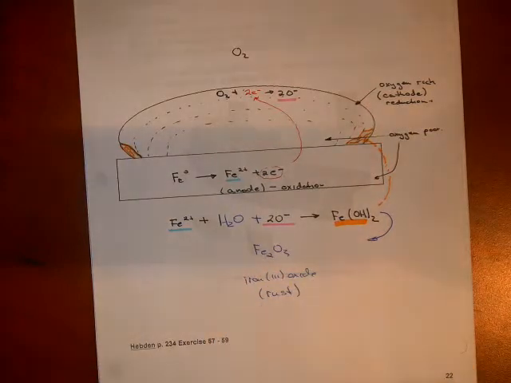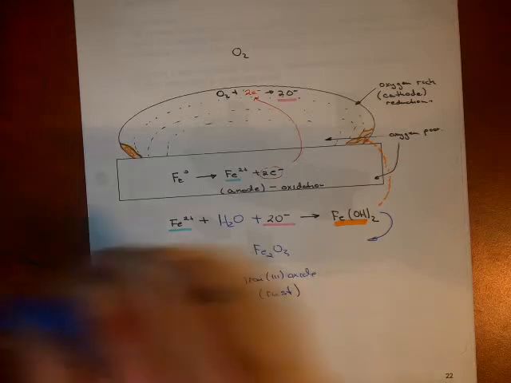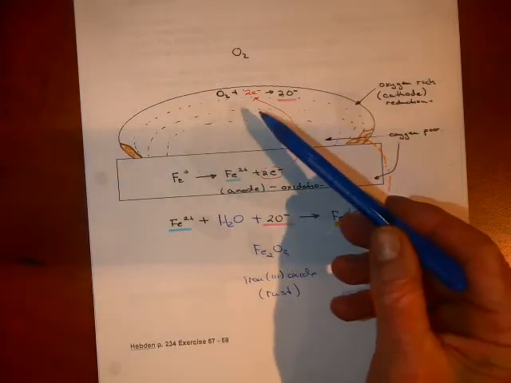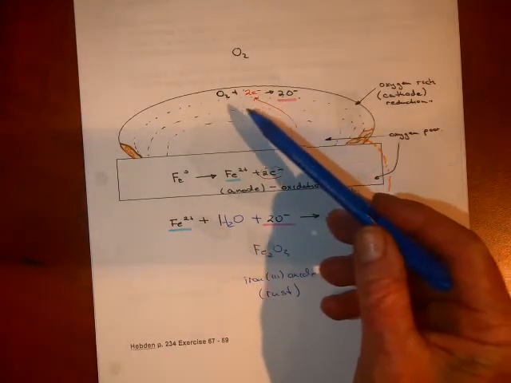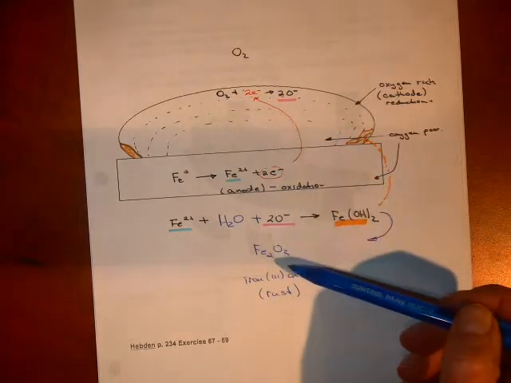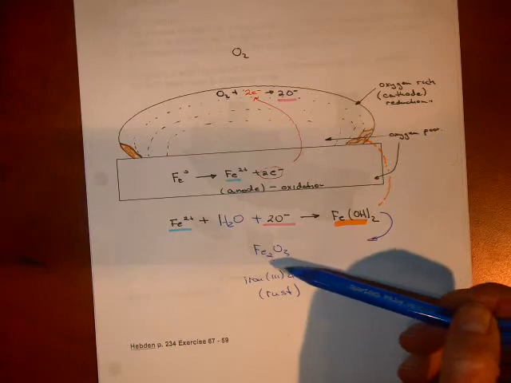Okay, so corrosion, rusting, is actually a redox reaction. It's a very slow one, but it is set up through the oxidation of iron and the reduction of oxygen that was in the air. So that's why we end up with an iron oxide down here.